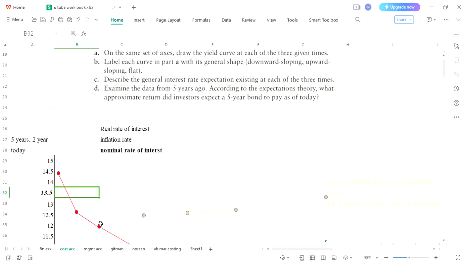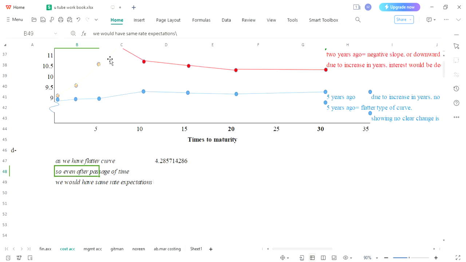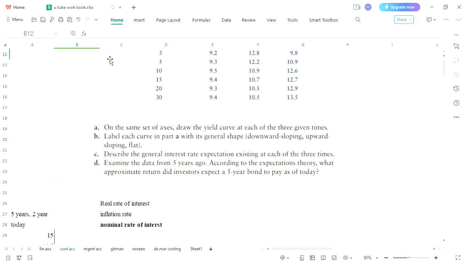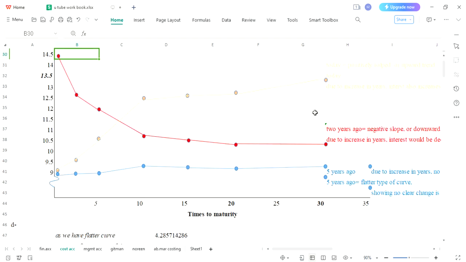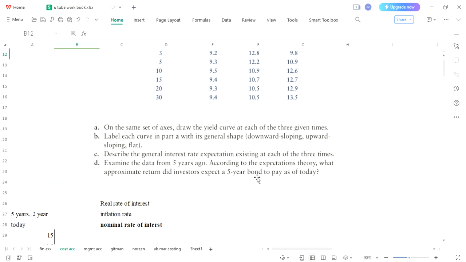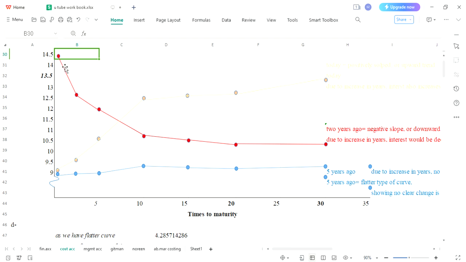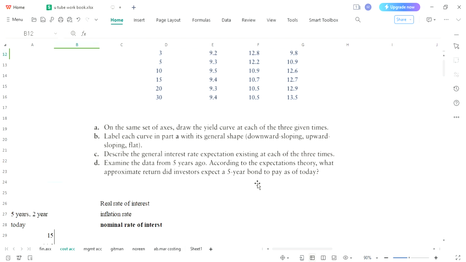So finally, all four parts we have completed. In part A, we were asked to make the graph. The graph is in front of you. It has been completed. In part B, we were asked to label. We have labeled it. It is upward. Red is downward. Blue is flatter. In part C, general interest expectation exists in each. We have already discussed that interest would decrease in the case of 2 years ago if you increase your time period. The rate of interest would increase in the case of today if you increase your time period. Blue will remain the same even after an increase in the number of years. This was your C point.